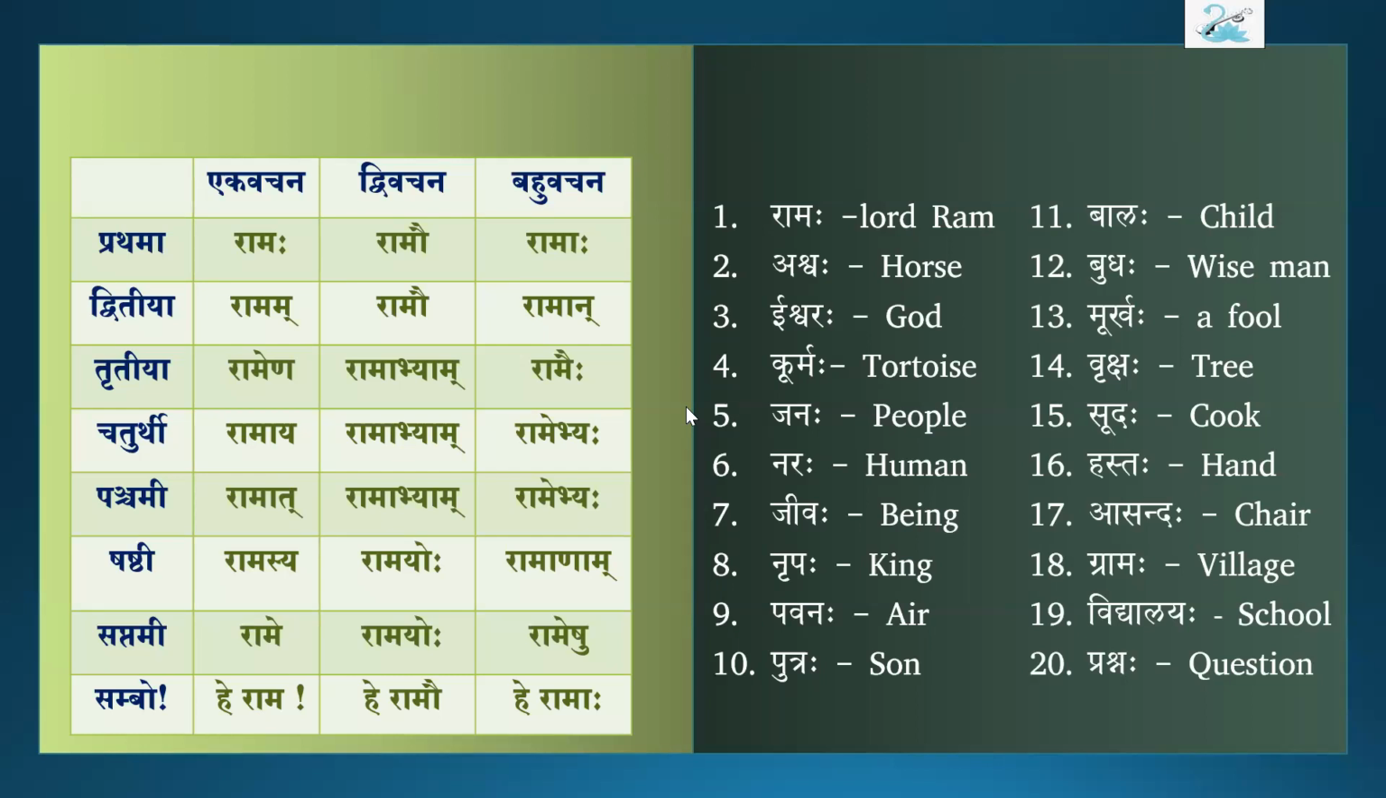Samarthaha, Samarthau, Samarthaha, Samartham, Samarthau, Samarthan, Samarthena, Samarthabhyam, Samarthaihi, Samarthaya, Samarthabhyam, Samarthebhyah, Samarthat, Samarthabhyam, Samarthebhyah, Samarthasya, Samarthayoho, Samarthanam, Samarthe, Samarthayoho, Samartheshu. He Samartha, He Samarthau, He Samarthaha.